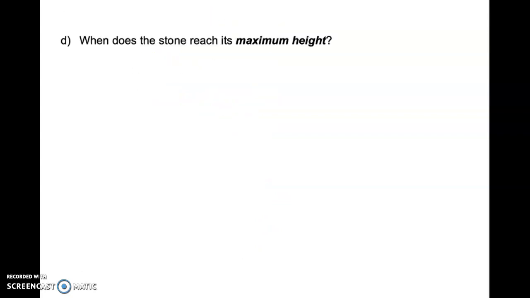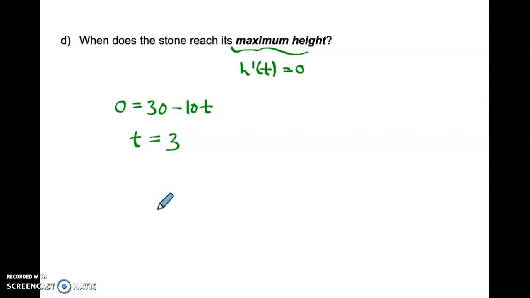So our last question for this example is, when does the stone reach its maximum height? So this is optimization, once again, because we are maximizing it. And for optimization, we always take the derivative and we set it equal to 0 to figure out when it's reaching that maximum or sometimes minimum. So if we do that in this case, we already have the first derivative. So we're going to set it equal to 0, and we can solve for t. So t would be 3 in this case.